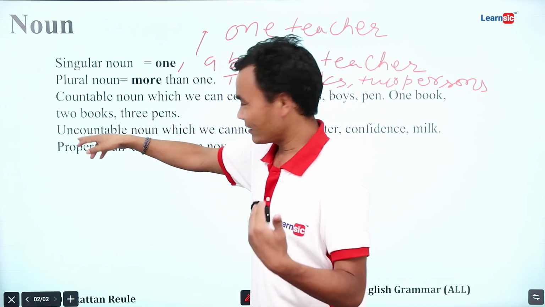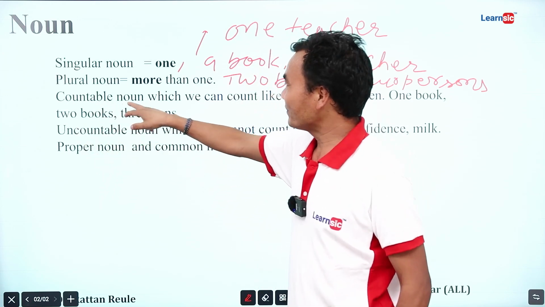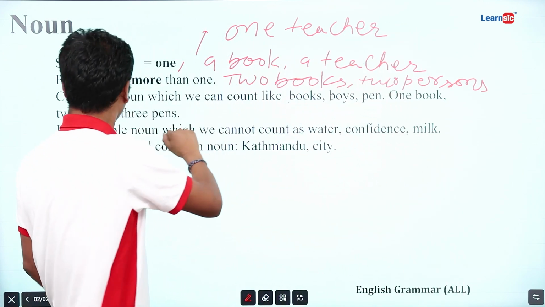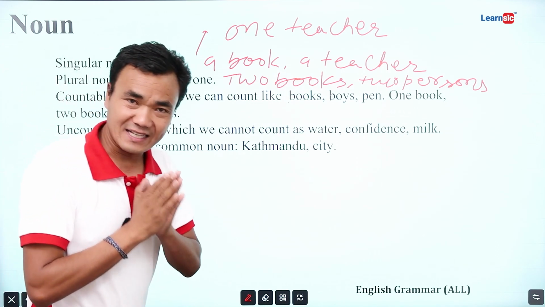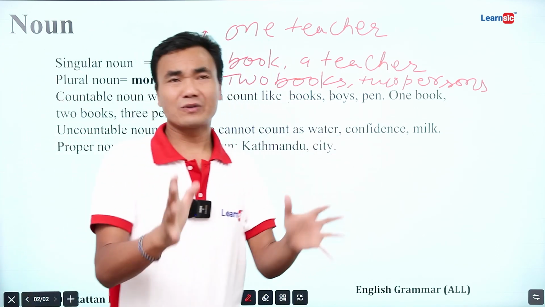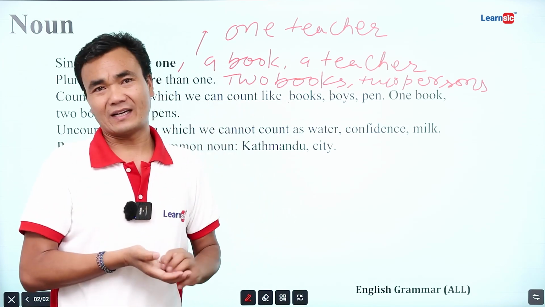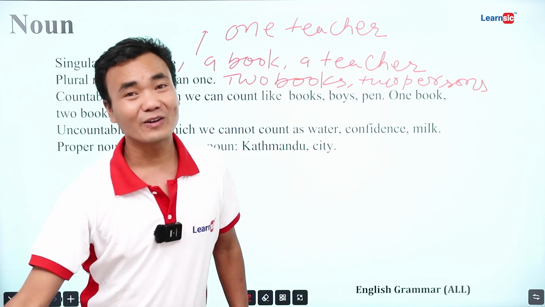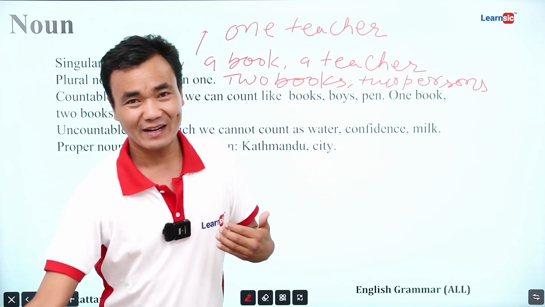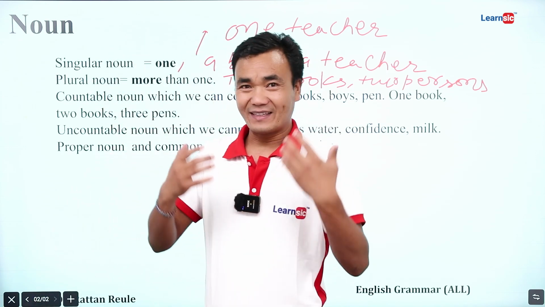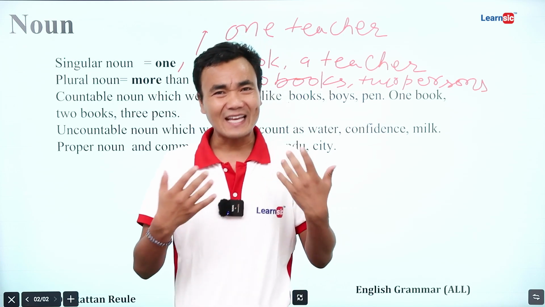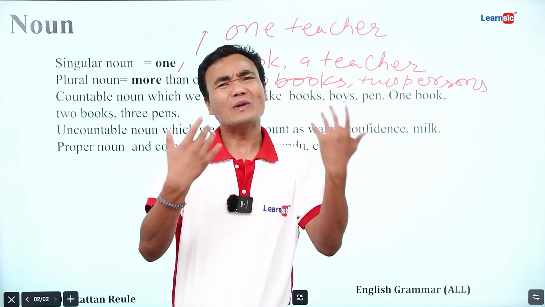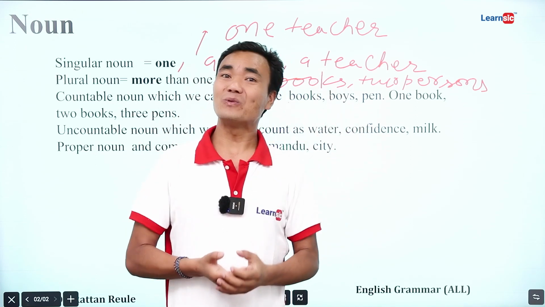And then further we study countable noun, which we can count, like book, boys, pen, one book, two books, three books. These are examples of countable nouns which we can calculate. Like our finger, we can count one finger, two fingers, three fingers, right? And we can also count one bottle, two bottles, one mobile, two mobiles. These are very simple to understand: any place, person or thing that we can count, we call a countable noun.